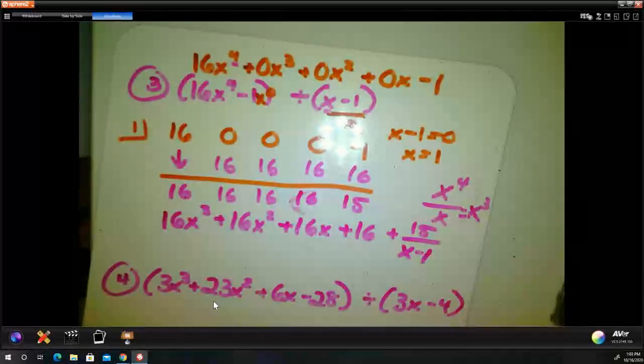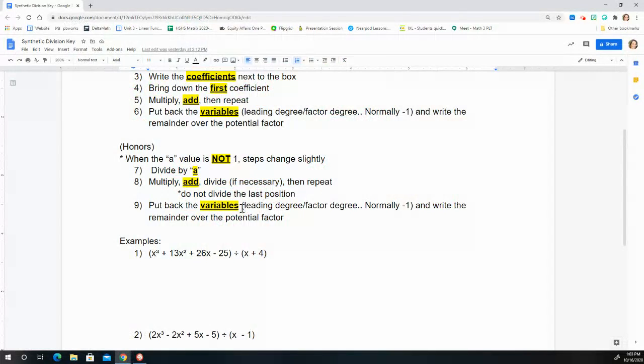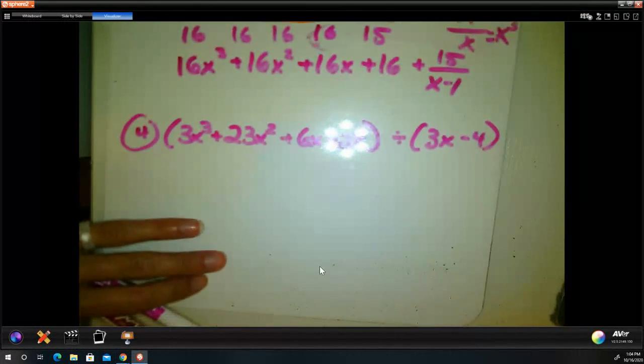If you are academic, you are free to stop this video. If you are honors, we need to take the second part of these notes. So sometimes in honors, we have an a value that's not equal to 1, like example 4. So if it's not equal to 1 there, we're going to divide by the a and then add a dividing step before we move those up. And I'm going to show you what that looks like. But make sure you fill in your notes that this is not 1, divide by a, multiply, add, put the variables back. All right, let's look at number 4.